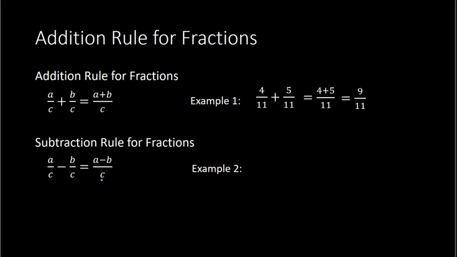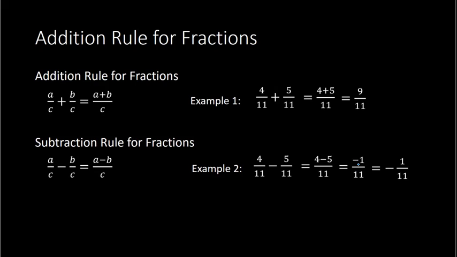So example 2, here we have subtraction, 4 over 11 minus 5 over 11. So here we have the same denominator, so we can subtract the 4 minus 5 and put that over 11, which would give me negative 1 over 11. And the negative, by the way, can go on the top or on the bottom or just next to the number. All of those would be the same.